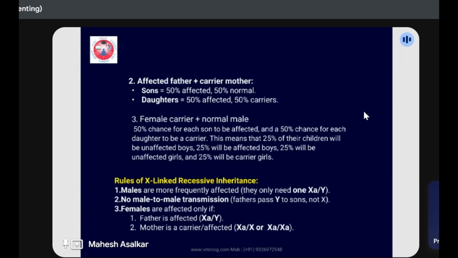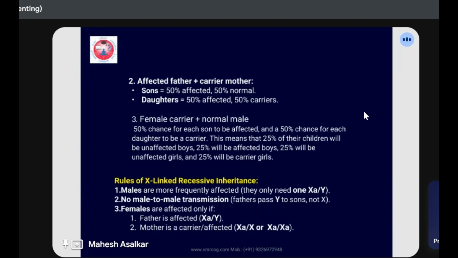So what are the rules of X-linked recessive inheritance? Males are more frequently affected. They only need one affected X, because the other is a Y, so this particular disease X will have expression. Then there is no male to male transmission. Father will pass Y to the sons, not X. Okay, and females are affected only if the father is affected and the mother is a carrier. Only in that particular scenario will the females get affected. That is why it is common in males.